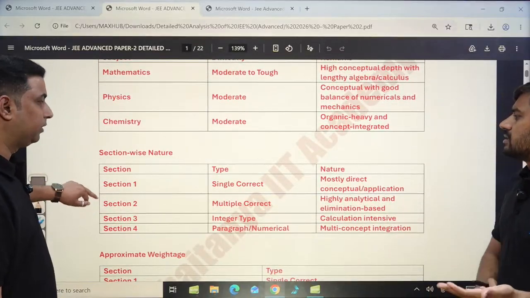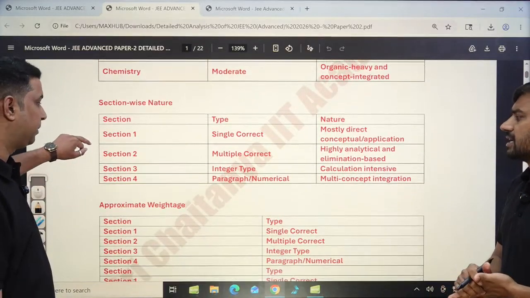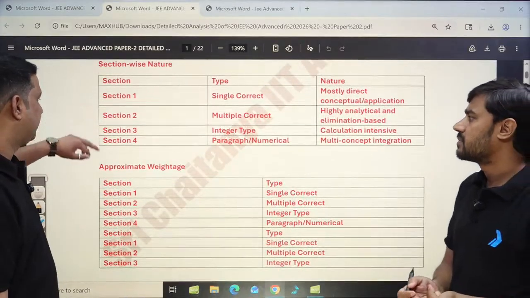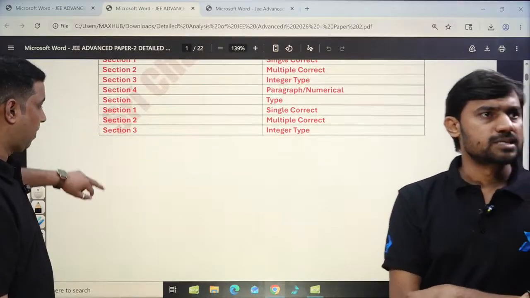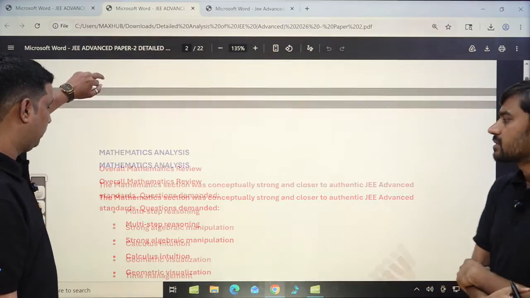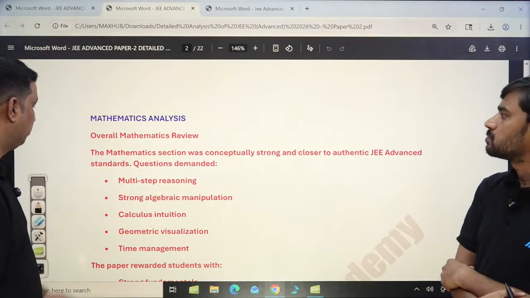If I talk about section 1, it was single choice. Section 2 was multiple choice. And integrated type, and there was a question stem. We discussed it, yes. Now let's discuss again the mathematics of paper 2.